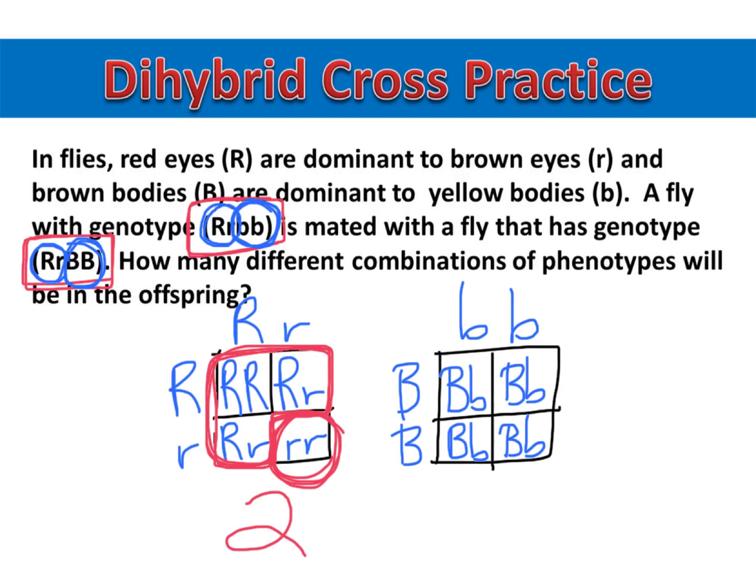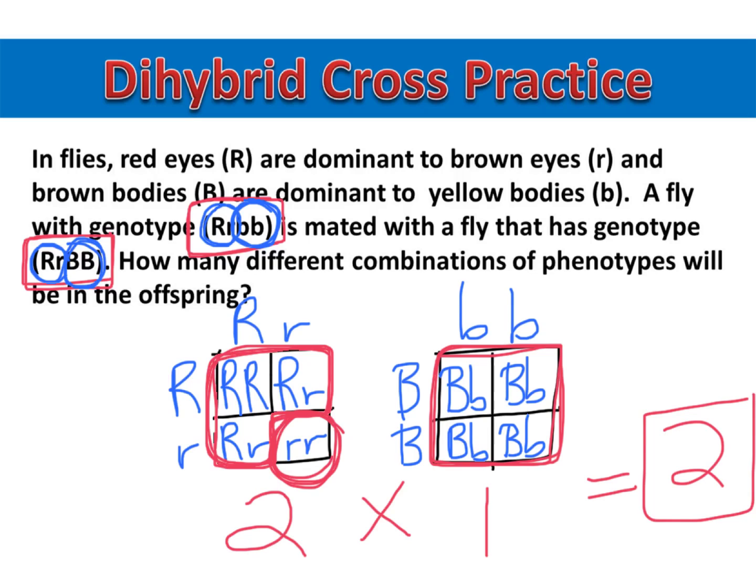In my second Punnett square here, you can see that all four of the boxes in the Punnett square have the same genotype. They're all big B, little b. And since they contain that dominant allele, they'll all have brown bodies. So there's only one phenotype here, brown bodies, in the second Punnett square. So I've got two phenotypes in the first box and one phenotype in the second, and so I always multiply my answers between the two Punnett squares, and 2 times 1 equals 2. There are two combinations of phenotypes that will appear in the offspring.